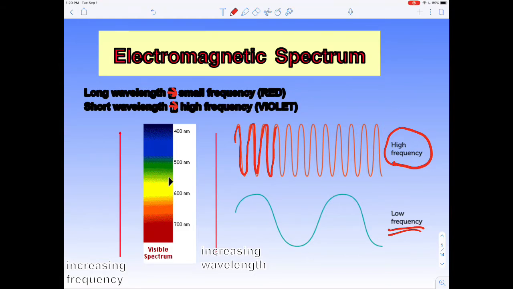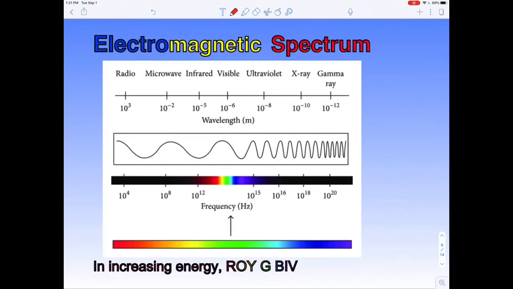When we look at the visible light spectrum, we'll see that red waves tend to be low frequency and larger wavelength. And then violet waves tend to have the opposite, high frequency and shorter wavelengths. Here we can see many different kinds of waves, not just the visible light spectrum. The visible light spectrum is a small part of the entire electromagnetic spectrum.